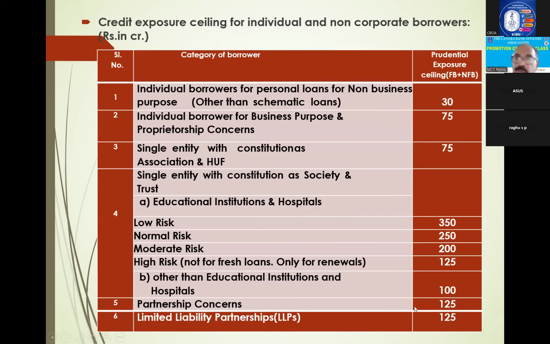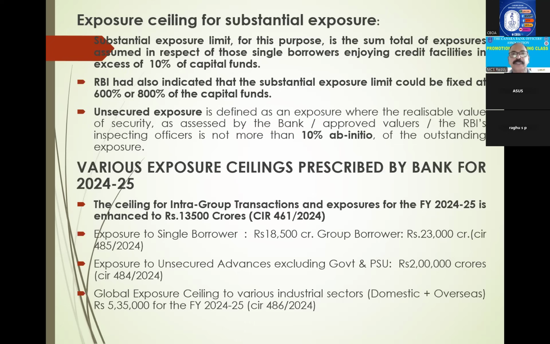Partnership concern, maximum we can give 125 crores. And LLPs we can give 125 crores maximum. Right? So these are all maximum limits. We call them prudential exposure norm for non-corporates. Earlier for corporates, it was in percentage to our capital, tier 1 capital. Here for non-corporates, figures are given as maximum amounts. Right?